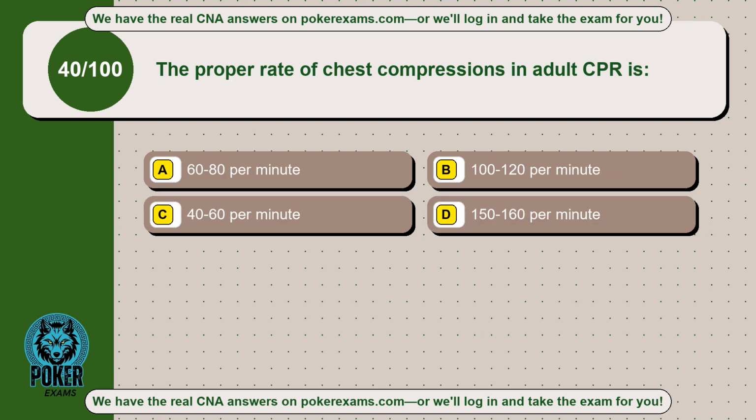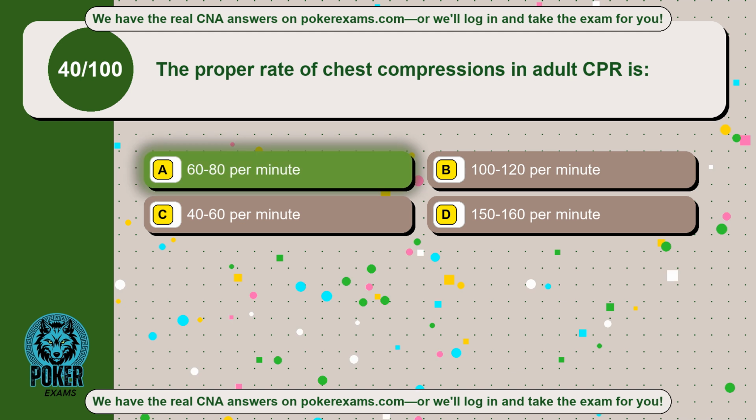Question 40. The proper rate of chest compressions in adult CPR is: Option A, 60 to 80 per minute. Option B, 100 to 120 per minute. Option C, 40 to 60 per minute. Option D, 150 to 160 per minute. The correct answer is option A, 60 to 80 per minute.